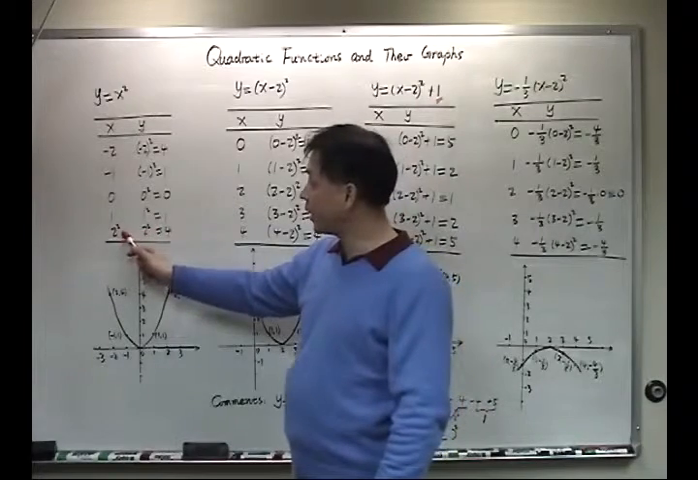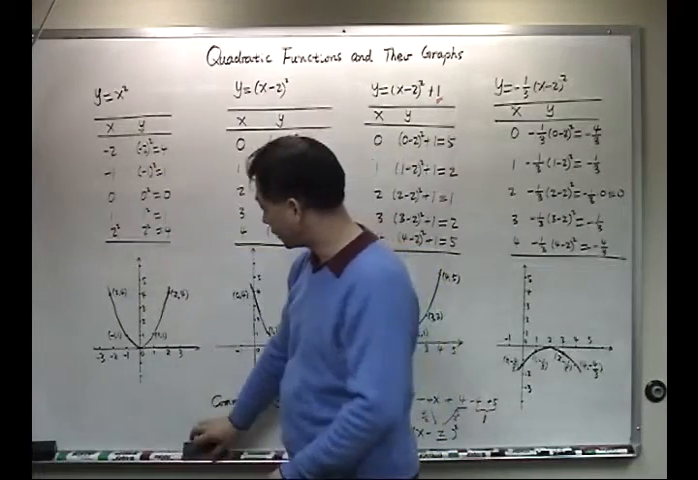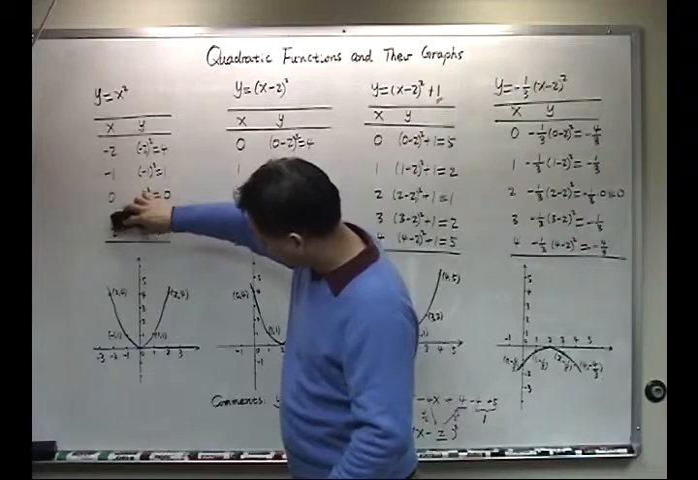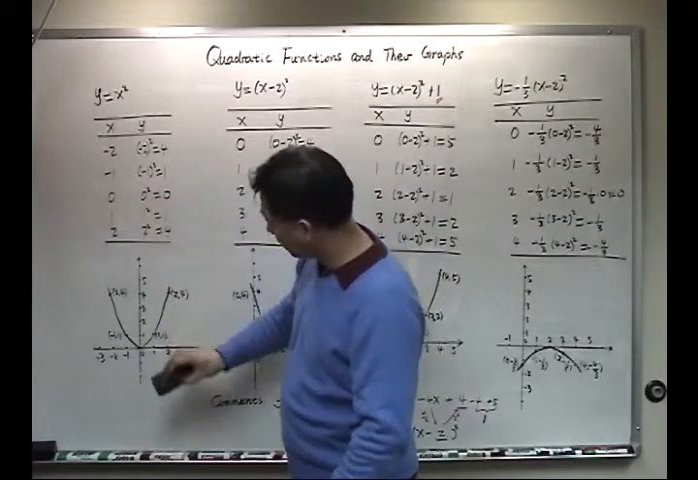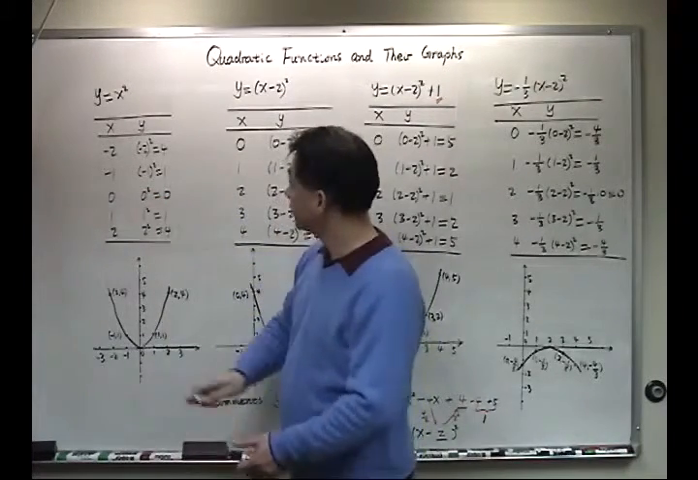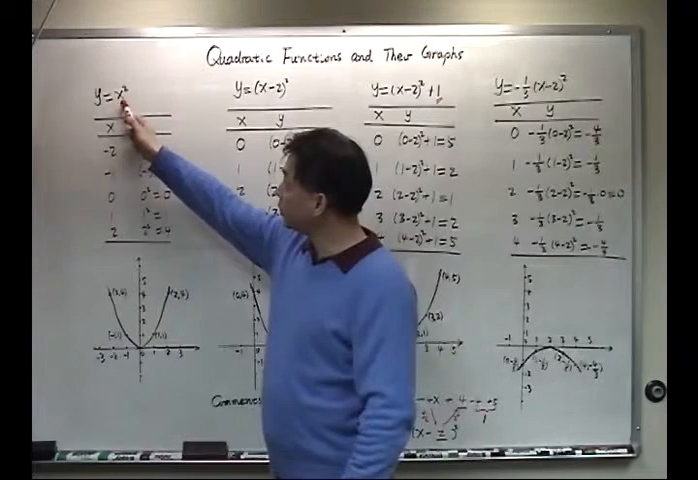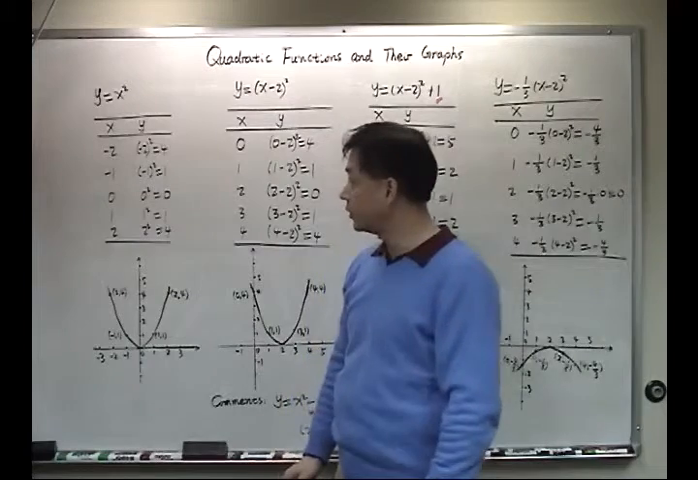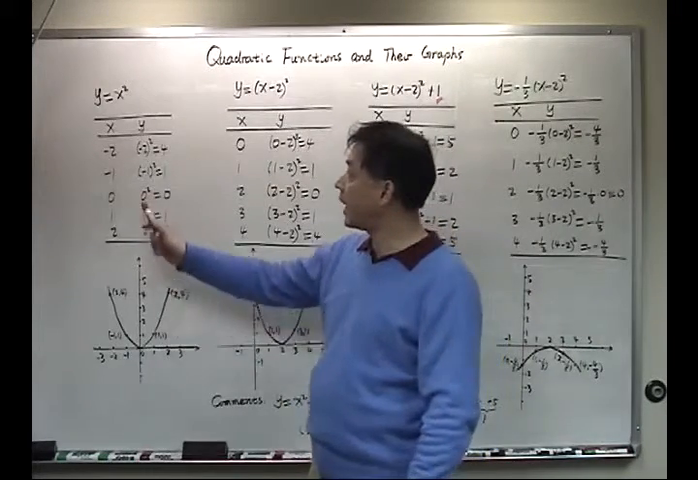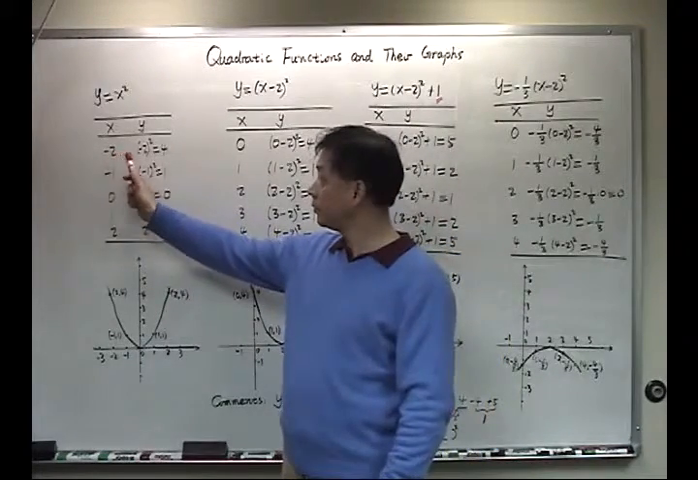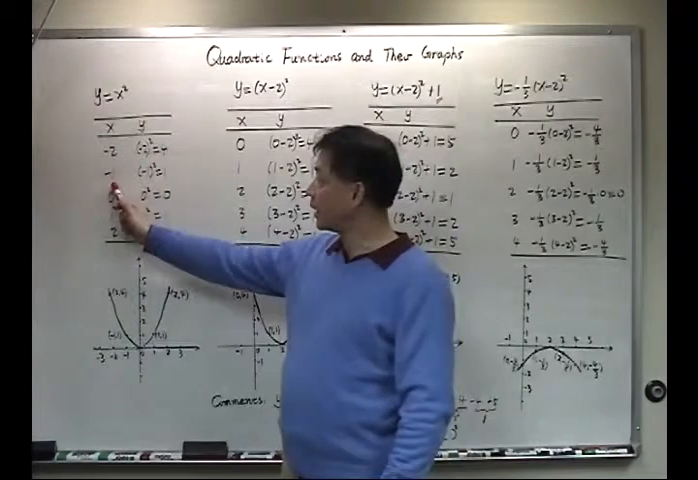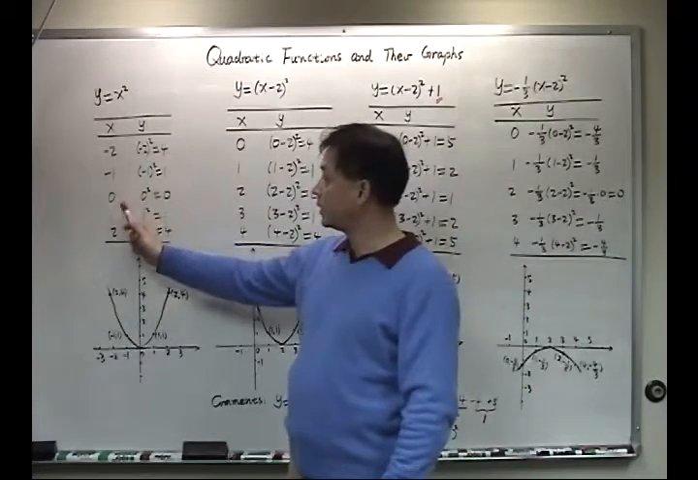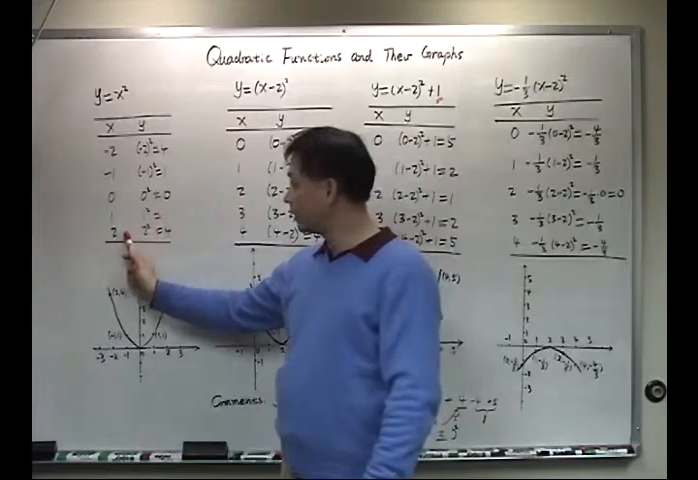Plug in 2 here. 2 squared is 4. 2 times 2 is 4. So then we have 5 points: negative 2, 4; negative 1, 1; 0, 0; 1, 1; 2, 4.